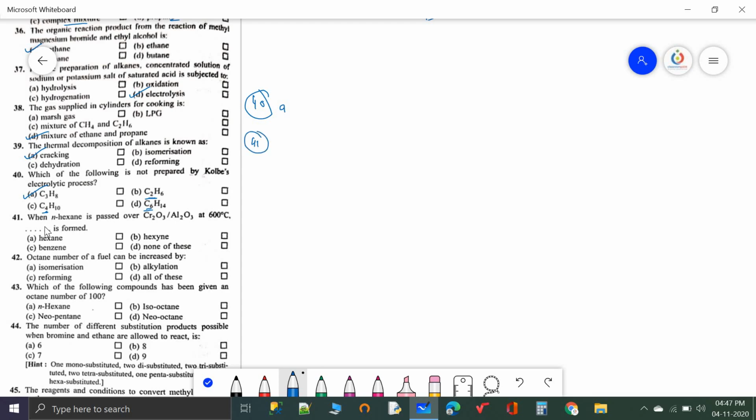And 41. When n-hexane is passed over Cr2O3, Al2O3 at 600 degrees centigrade, dash is formed. It is a very simple reaction: n-hexane, Cr2O3, Al2O3, 600 degrees centigrade. Then there are many chances that it may break any of these hydrogen bonds, even carbon-carbon bonds, but preferably it breaks the carbon-hydrogen bonds like this. We get benzene. So option C is correct.